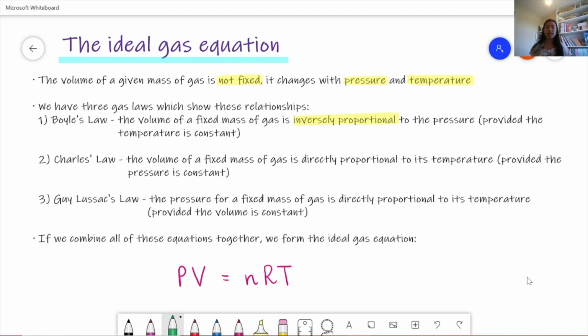So how we can write this is that if we denote the volume with a capital V, that means that V is inversely proportional to the pressure. So we write 1 over P. And so we can form an equation where we have a constant. So V is equal to a constant K divided by P. So that is the equation that we form. This is where K is a constant.